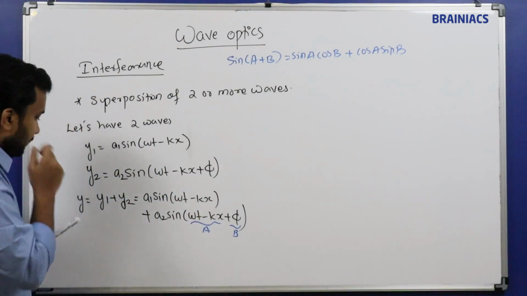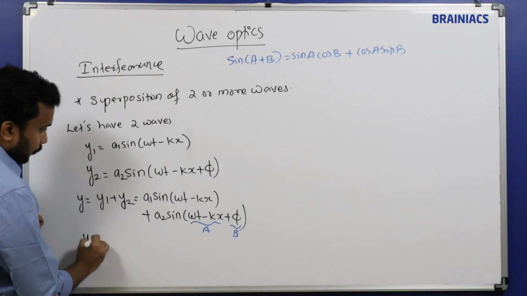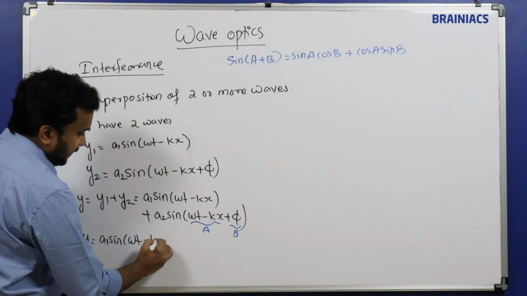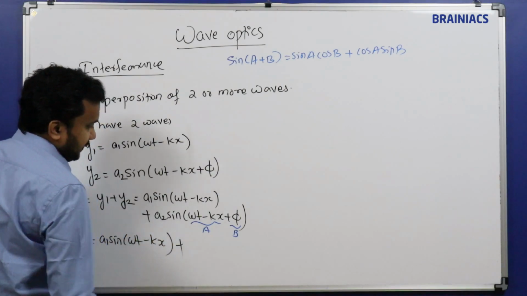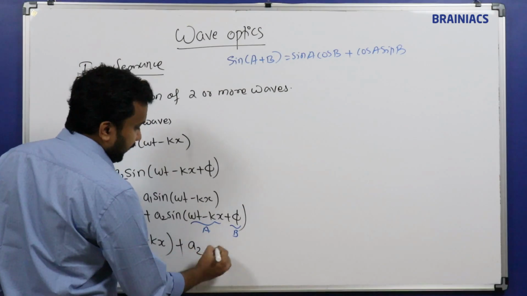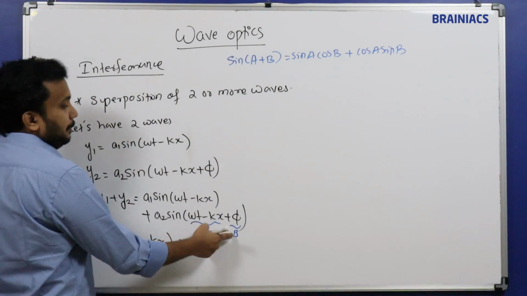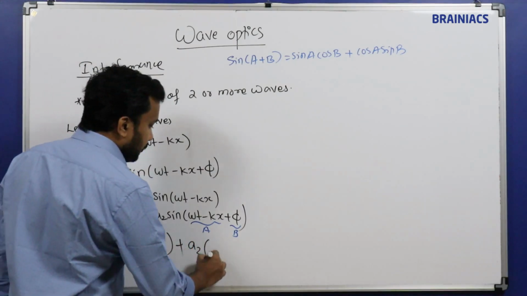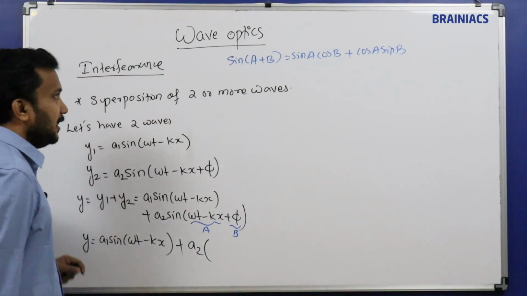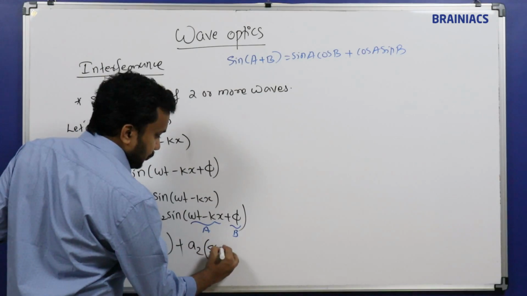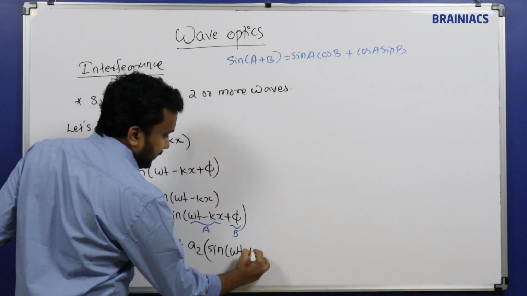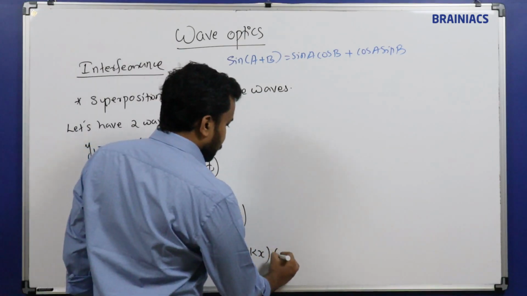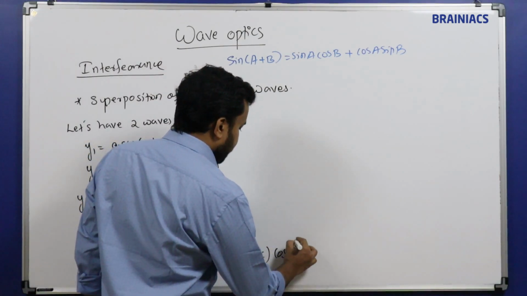So what we'll get, let's write: y is equal to a1 sine of omega t minus kx, the first term, plus the second term, a2 into sine of A plus B, we are applying. So a2 is a common term, so we take it outside. Sine A cos B, so sine of omega t minus kx, and cos B means cos phi.